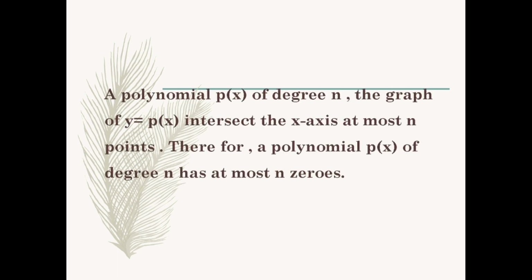Now we are going to generalize the result. First we got that a linear polynomial has at most 1 zero. A quadratic polynomial has at most 2 zeros. A cubic polynomial has at most 3 zeros. Now a polynomial of degree n. A polynomial p of x of degree n, the graph of y equal to p(x) intersects the x-axis at most n points. Therefore, a polynomial p(x) of degree n has at most n zeros.